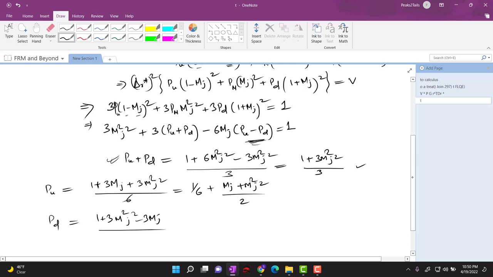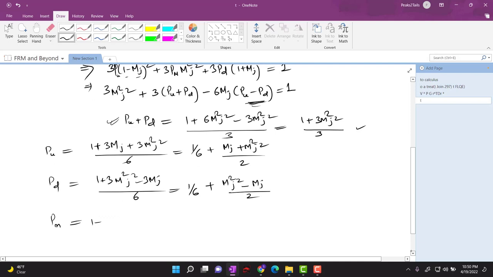Divided by 6, 1 by 6 plus m square j square minus mj divided by 2. And then the final probability Pm, which is simply 1 minus Pu minus Pd. And that comes out as 2 by 3 minus j square m square. Alright, so these are the probabilities for the standard branching.